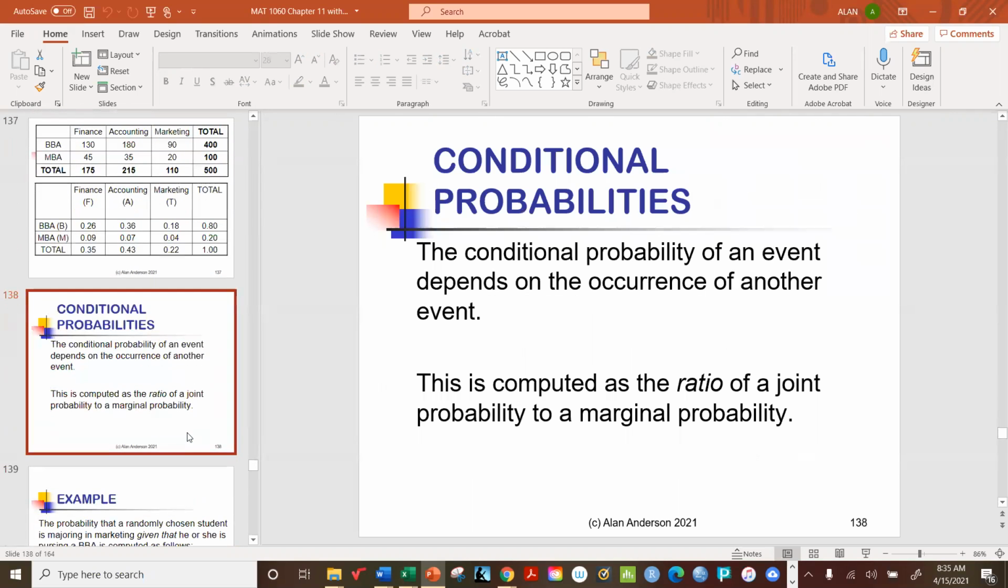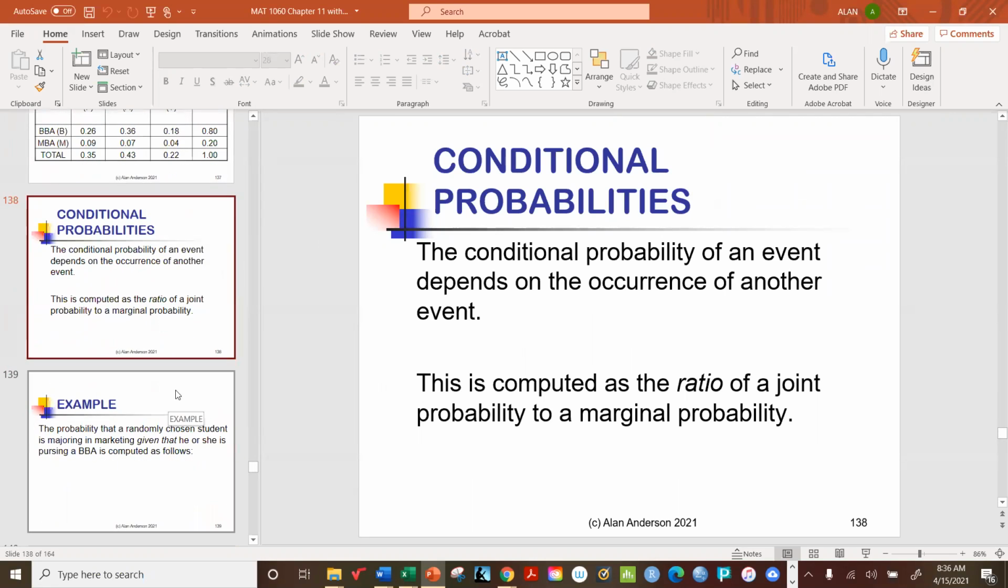All right, now here we go. Conditional probabilities. We saved the biggest one for last. This is a case where the probability of an event depends on whether or not another event is true or false. In other words, the word conditional means it depends on another event. So this is the ratio, as it turns out, of a joint probability to a marginal probability. So let's see how this works. Now, the wording of this is very important.